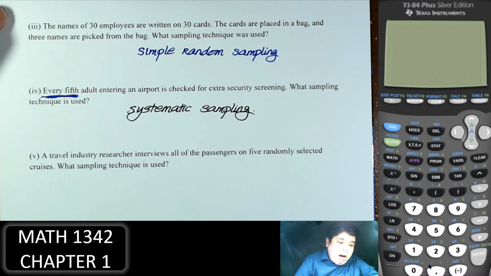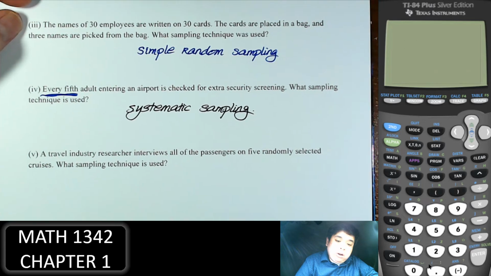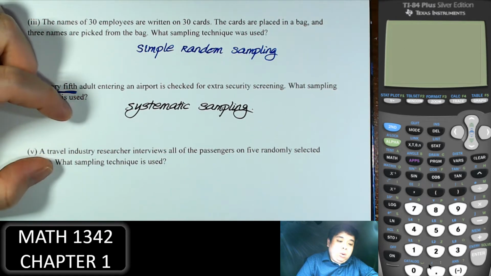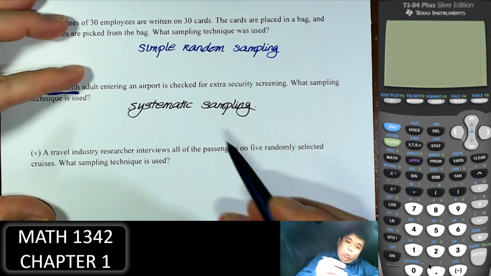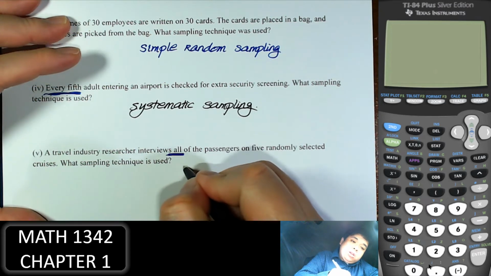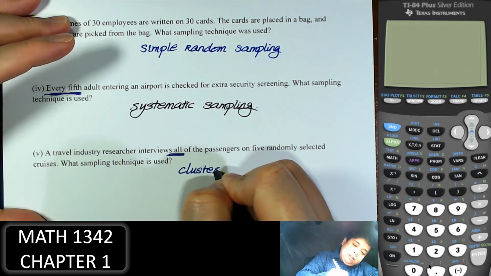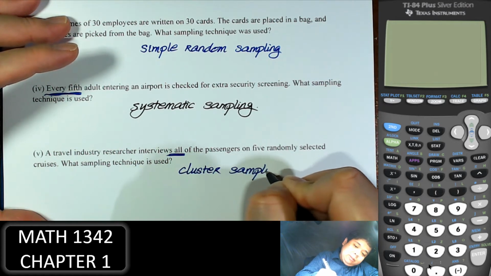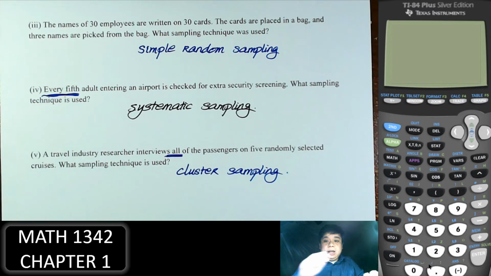Right. Next, a travel industry researcher interviews all the passengers on 5 randomly selected cruises. Okay. Again, we see select 5, and the key is all of the passengers on those cruises. So that is called cluster sampling. So in this section we need to distinguish the types of random sampling. Once again the goal is to have a sample that well represents the population, so that the statistic will be a good estimate for the parameter.